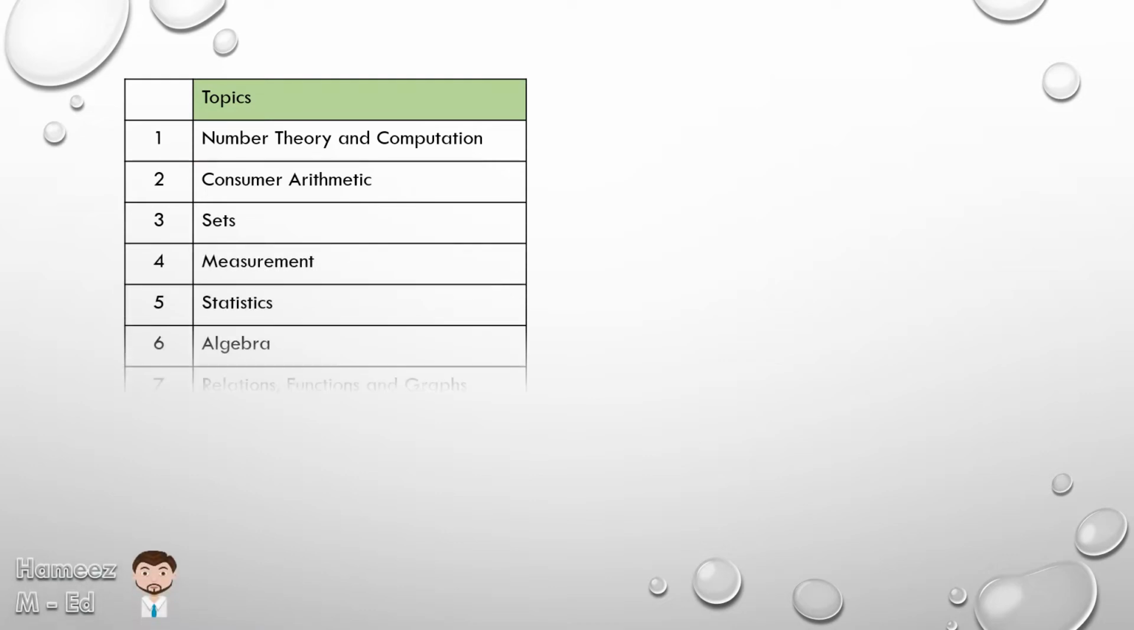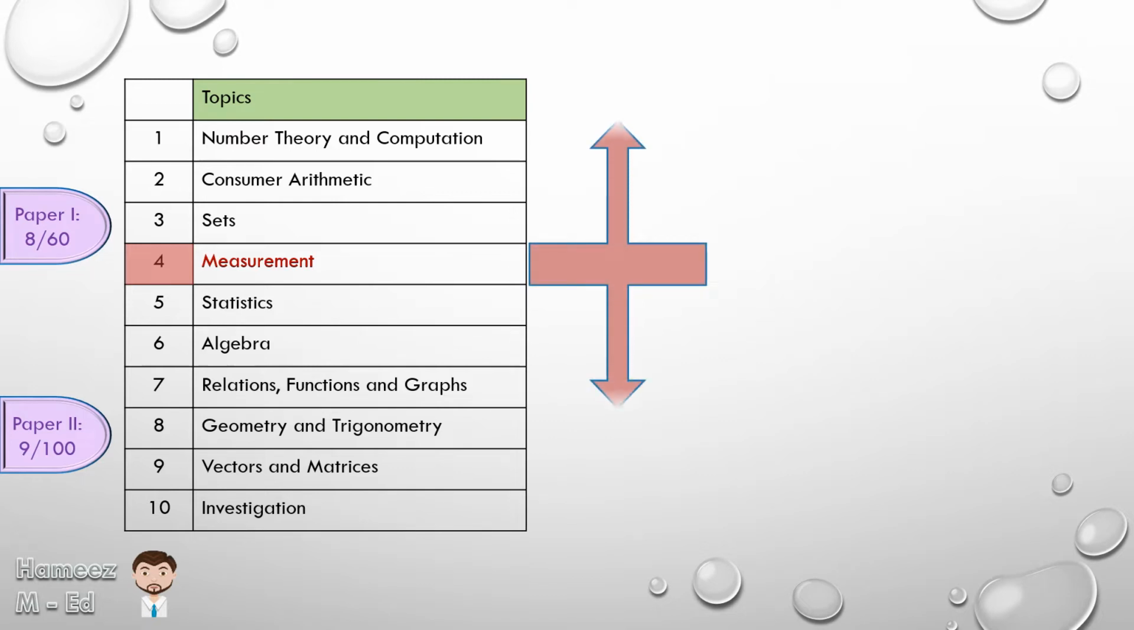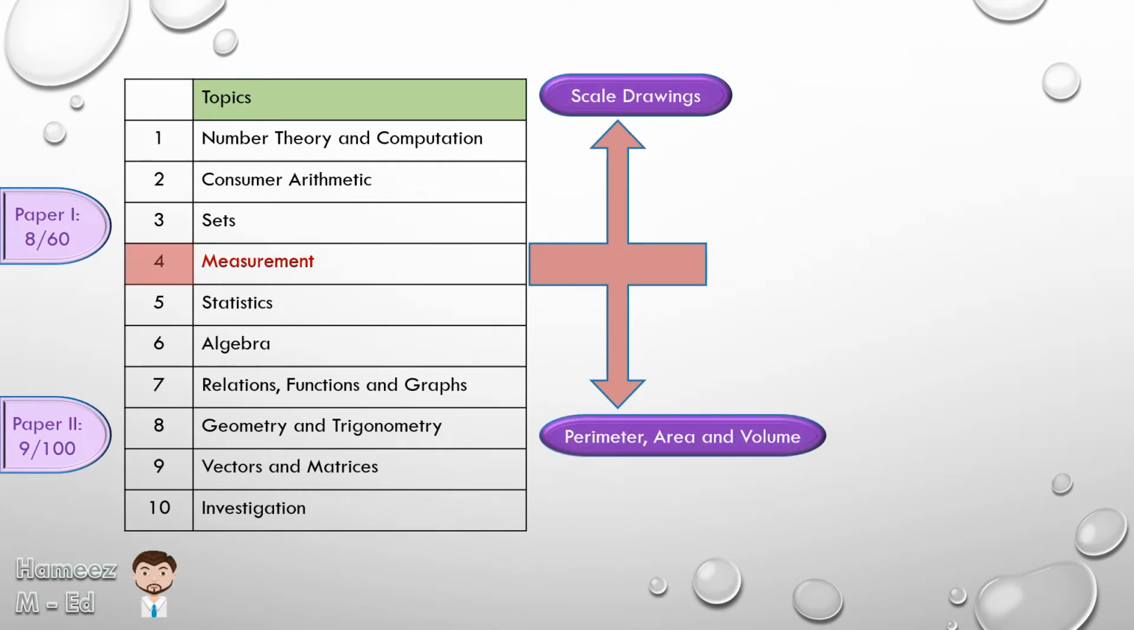Let's look at the topics in CSEC Math, and there are 10 of them. In this video, we'll be looking at number 4, measurement, which comes for 8 questions in the multiple choice paper, paper 1, and for 1 full question in paper 2 worth 9 marks. This topic can be subdivided into 2 main areas: scale drawings and perimeter, area and volume questions. This video will be looking at the first one, scale drawings.